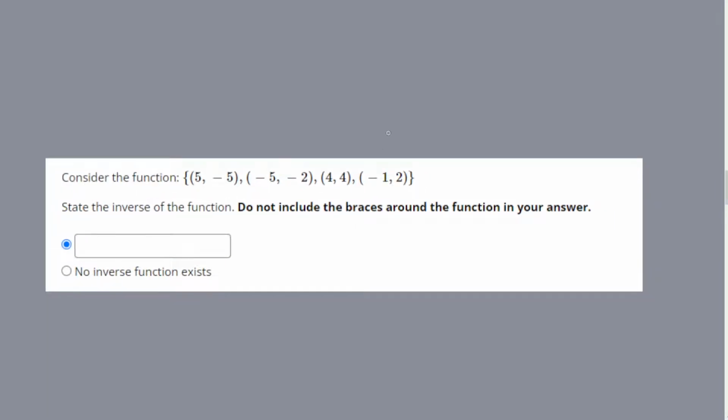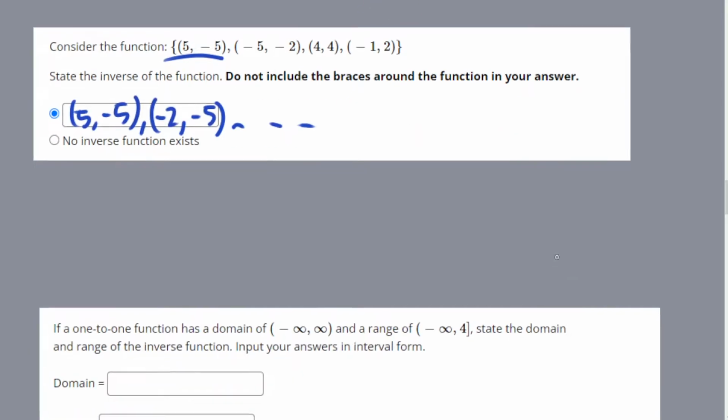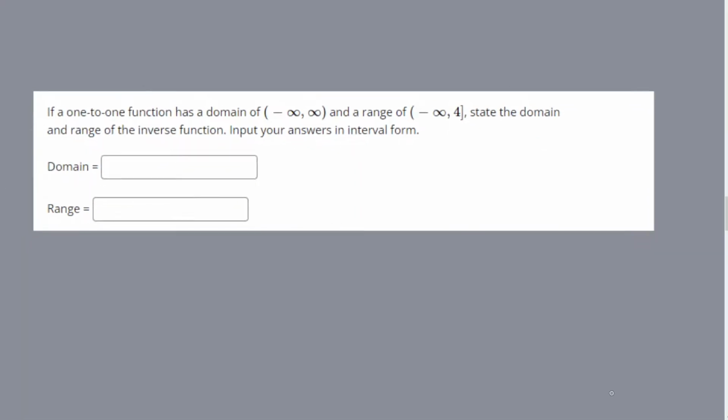When we're talking about the inverse of a function, we're basically saying we're flipping the x's and the y's. So in this case, we'll say this coordinate pair is going to be 5, -5. This coordinate pair is going to be -2, -5, and so on. You're basically flipping the x and y values. This one is saying a one-to-one function has a domain of -infinity to +infinity and a range of -infinity to 4. State the domain and range of the inverse function.